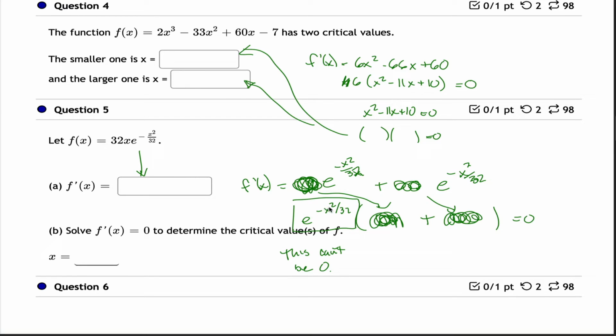Right? You might think e to the 0 power is 0, but it's not. e to the 0 power is 1. There's no value x can be that'll make this equal to 0. So essentially, for the sake of critical values, you can ignore that. You're just taking this part, setting it equal to 0. You should get a critical value or critical values, and you'll put them right there.